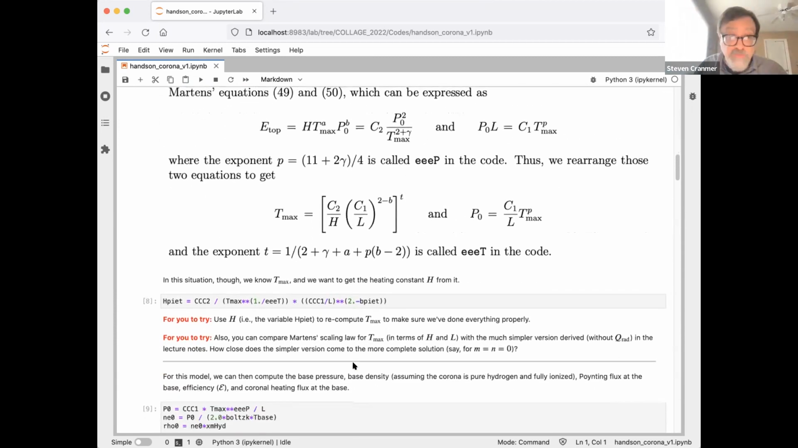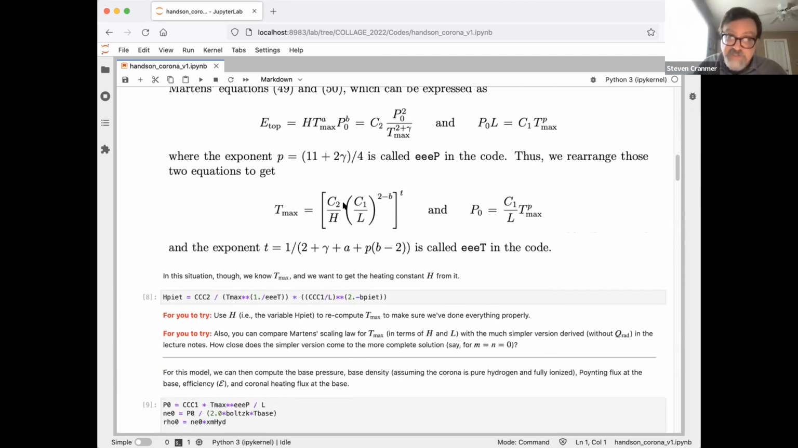And so now the first thing that I did was turn this on its head. So if we know Tmax, we can solve for the heating rate constant. And one of the things, I've got 8 different suggestions throughout the notebook of things for you to try. One of the things you can do is then take this and put it back into this original formula and make sure we get back that 3 million degrees that we put in, just to make sure everything has been done consistently.